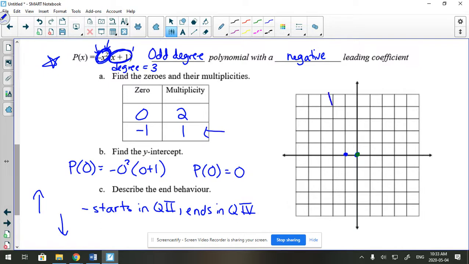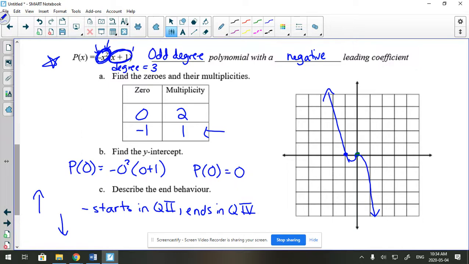So that means I'm going to come down, shoot through it, but now I have to start bending up to get to the other 0, which has a multiplicity of 2. So that means when I come up to this one here, it's just going to give it a little kiss, and then it's going to go back down. Throw your arrows on there, and then just have a quick double check for everything. Zeros are good, multiplicities make sense. You know where it starts and ends, and that one is good.